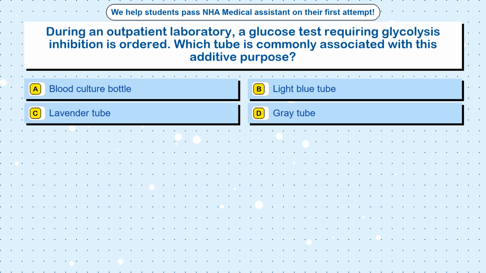Question 17. During an outpatient laboratory, a glucose test requiring glycolysis inhibition is ordered. Which tube is commonly associated with this additive purpose? Option A, blood culture bottle.